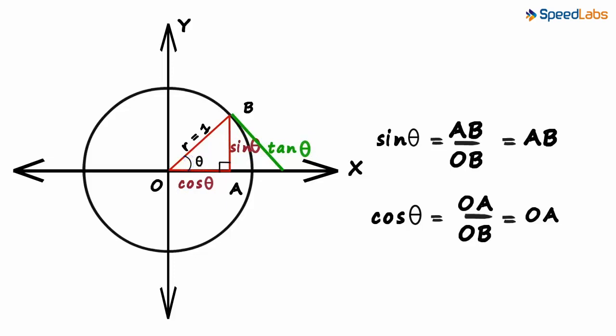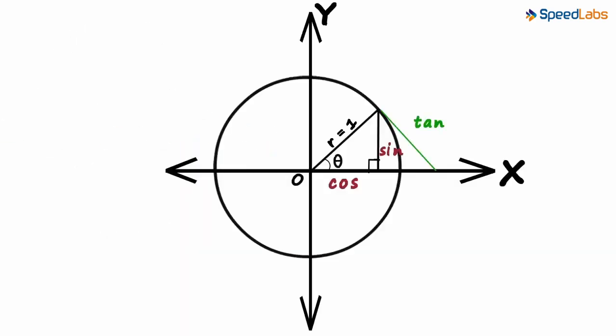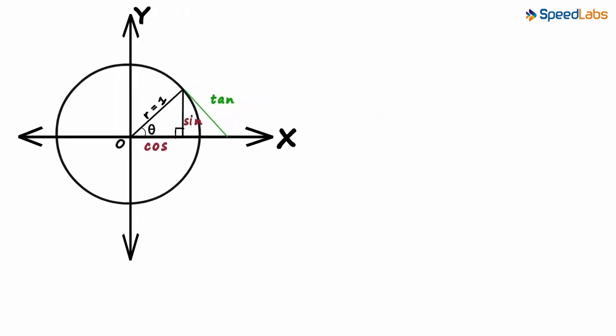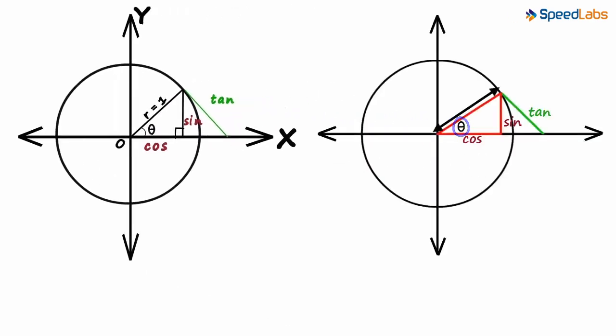Let me redraw the figure on a new page. This length is cos, this length is sine, and this length is tan. I'm not writing theta next to every function as we're doing this just for our understanding. Now let's try increasing the angle theta and see what happens to sine, cos, and tan. Let's try increasing theta first.